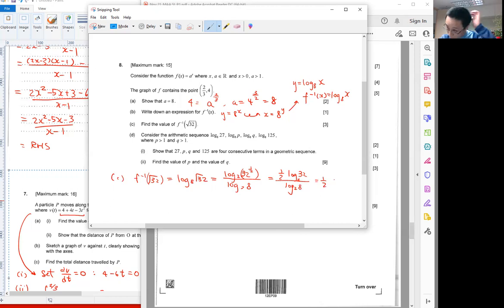And log to the base 2 of 32 is 5. Log to the base 2 of 8 is 3. So 5 over 6.